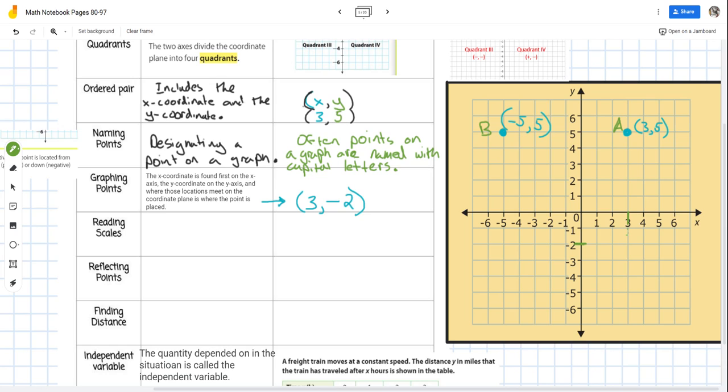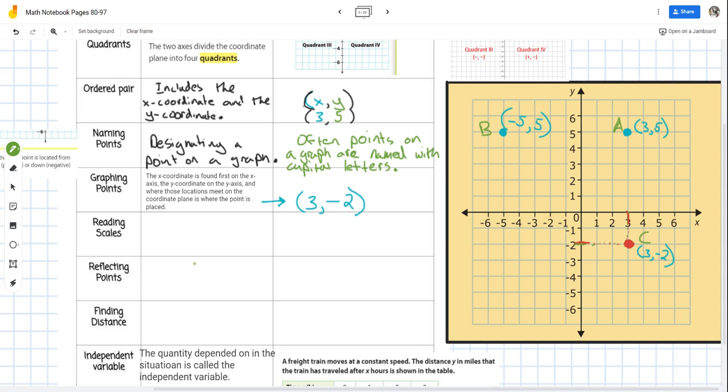Now, where those points converge, maybe if I use red, this will be easier to see. And where those points converge on the coordinate plane is where I would graph this point. So that is where we find the ordered pair 3, -2 on this coordinate plane. And since I'm here, I might as well name this point. Let's name this point point C. Okay, so that's graphing points on the coordinate plane.